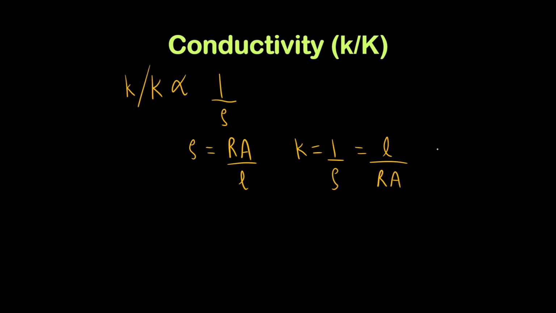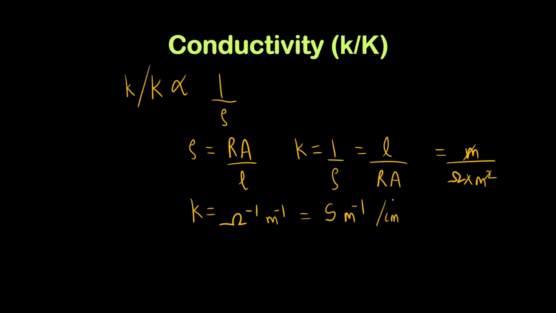So here L is meter, area is meter square, and R is ohm. So meter cancels. What will be the unit of conductivity? It will be ohm inverse meter inverse. We had seen just now in conductance, ohm inverse is nothing but Siemens, capital S, so Siemens per meter, or sometimes Siemens per centimeter if the unit is CGS units. Now we can rearrange this formula in terms of electrochemistry.